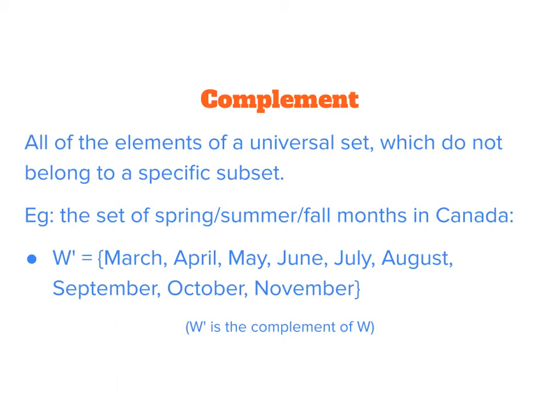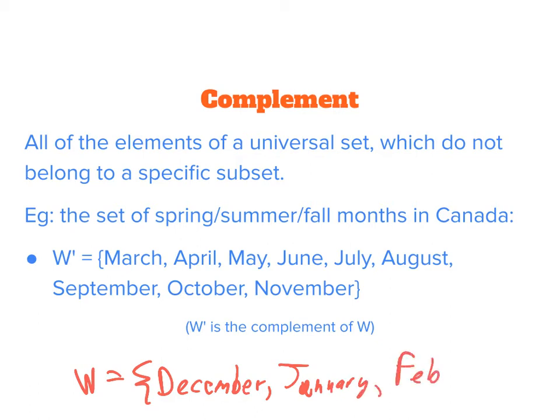And the definition is a little tricky. So it's all the elements of a universal set which do not belong to a specific subset. All right, what does that mean? Well, think back to the subset W, the winter months in Canada. And this was December, January, and February. So that was W.